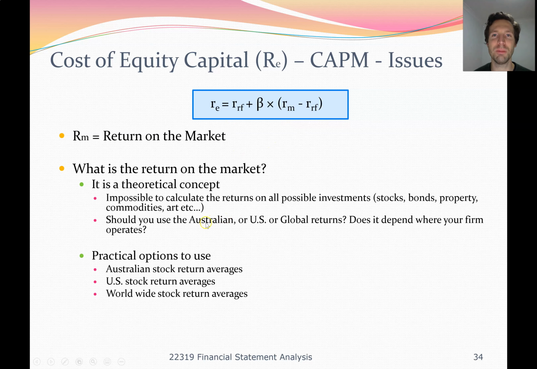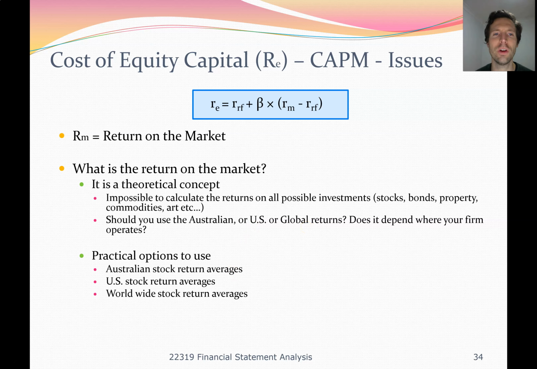So obviously that's actually impossible to figure out. So it becomes a bit of an issue. What is the return on the market? Well, we can't measure the return on everything. Practical options to use would be maybe an Australian stock return average or a US stock return average, or maybe even a worldwide stock return average, just as something that we can actually implement that tries to get at the concept. If we're valuing an Australian company, should it be an Australian market return, or should we always use global returns? There are lots of unresolved issues here.